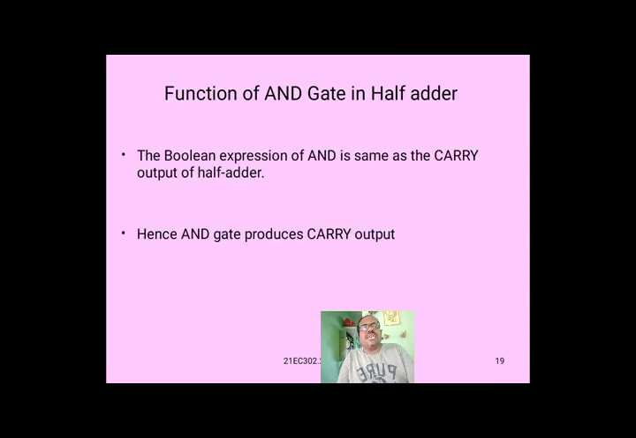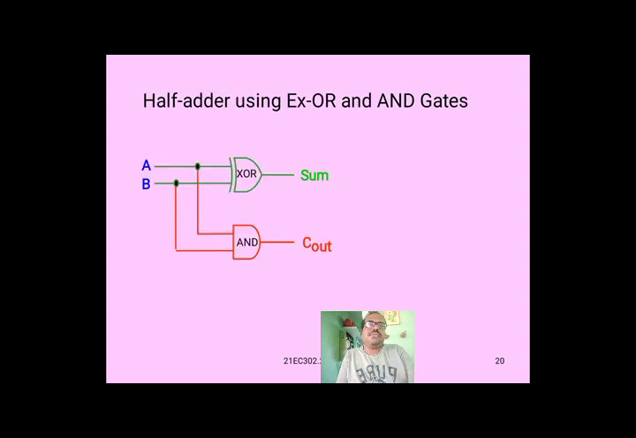The function of AND gate in half adder. The Boolean expression of AND is same as the carry output of half adder. Hence AND gate produces the carry output. It is the half adder using XOR and AND gates.